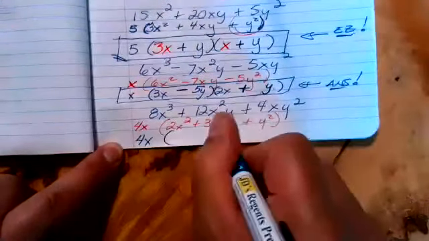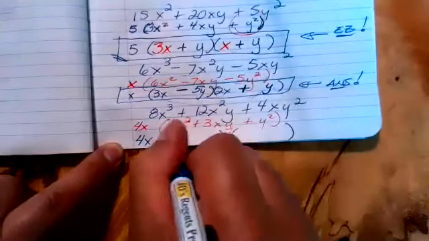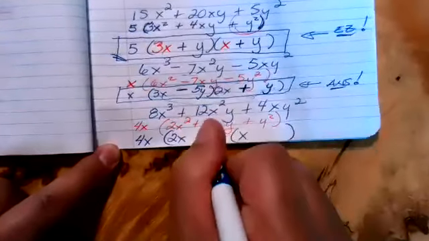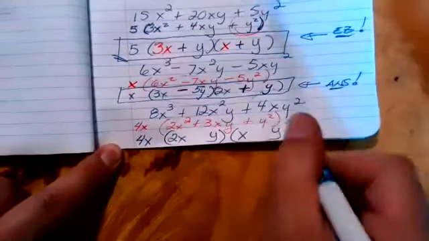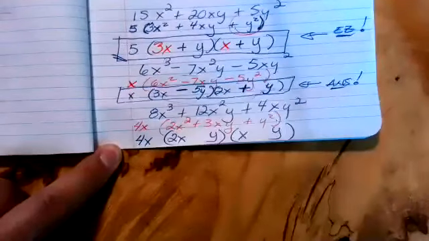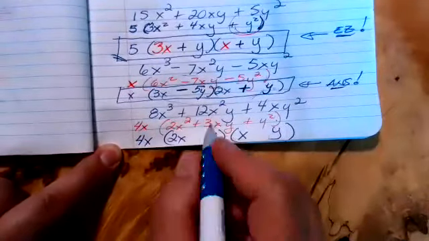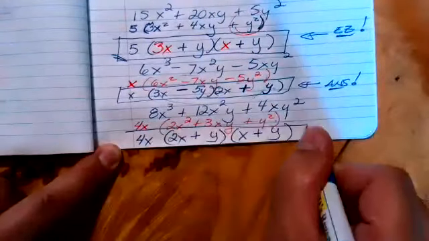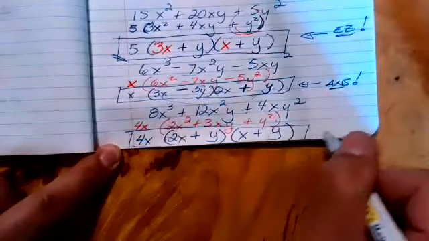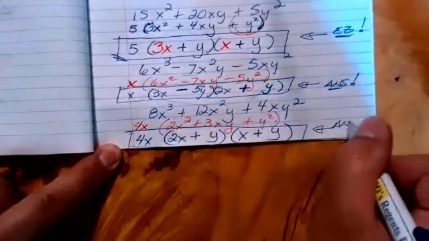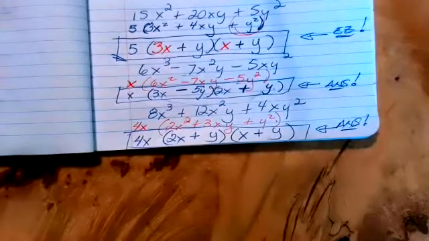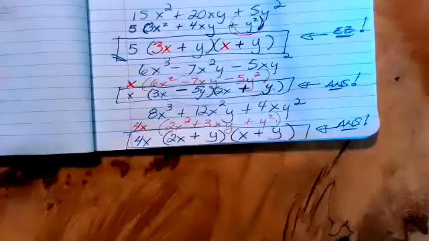For x, I create 2 sets of parentheses. 2x times x will give me my 2x squared. Y times y will give me my y squared. It's a plus. So my answer is 4x, 2x plus y, and x plus y. That's it.